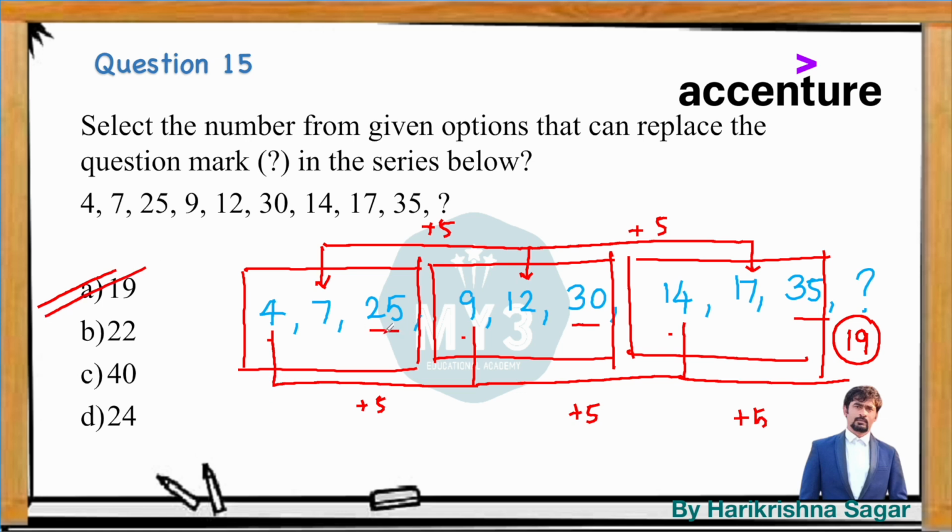And this term also increased by 5. 25 plus 5 is 30, 30 plus 5 is 35. So actually the next 3 terms should be 19, and 17 plus 5, which is 22, and 40. But they are asking just one term. The next immediate term is going to be 19. Next term will be 22. Next term will be 40. Here the answer choice will be 19. Hope you are able to understand this.